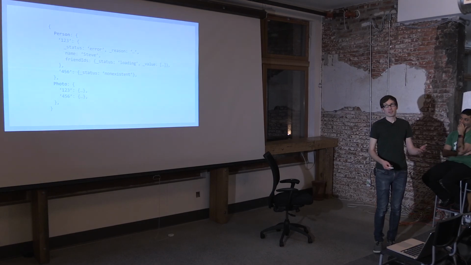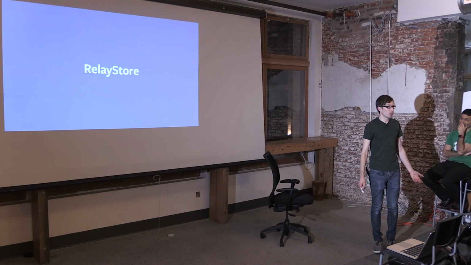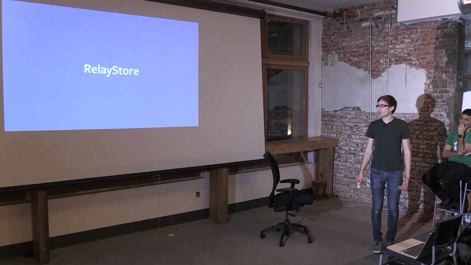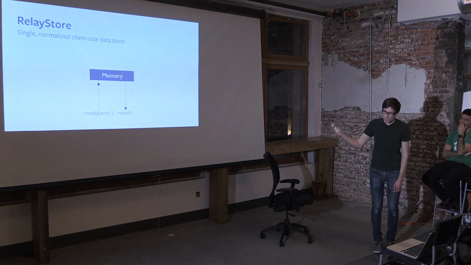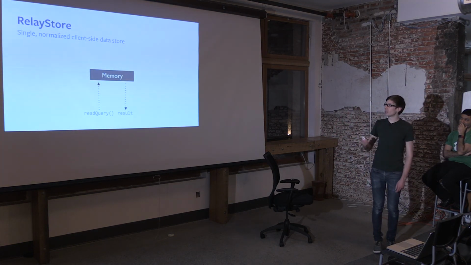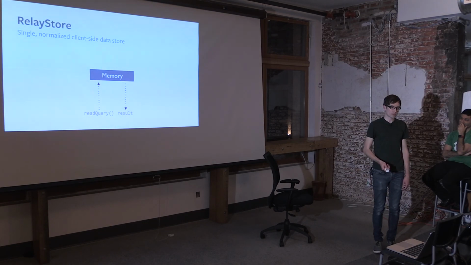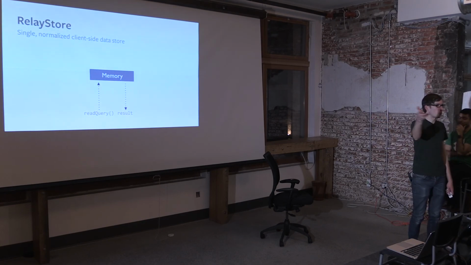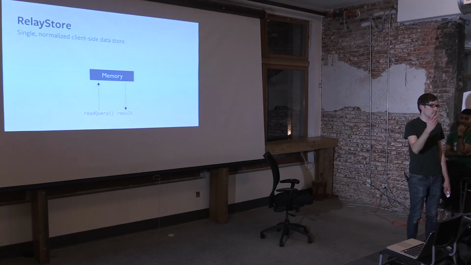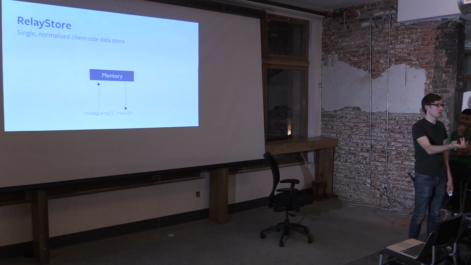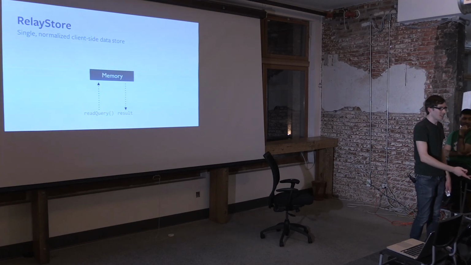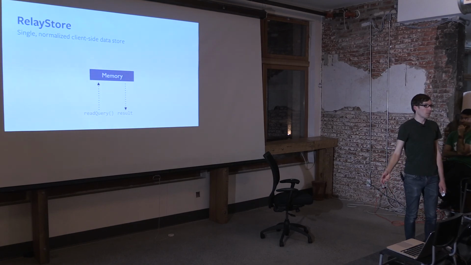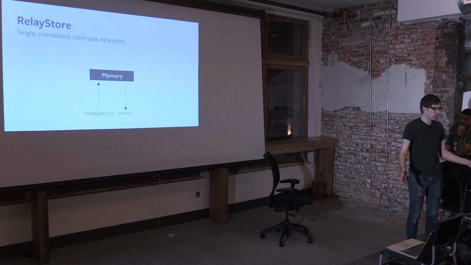Relay has something which you call the Relay Store. And the Relay Store is a single monolithic normalized client-side data store. And the way it works is like this. There's an in-memory data store, and the API is you send it a query in, no surprise, GraphQL, and it will respond with a result essentially in JSON.